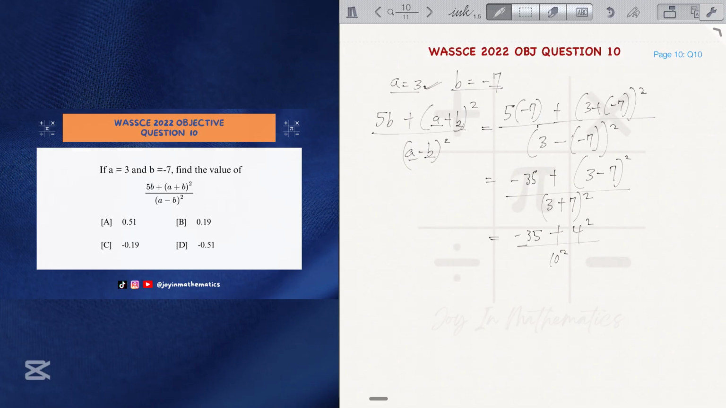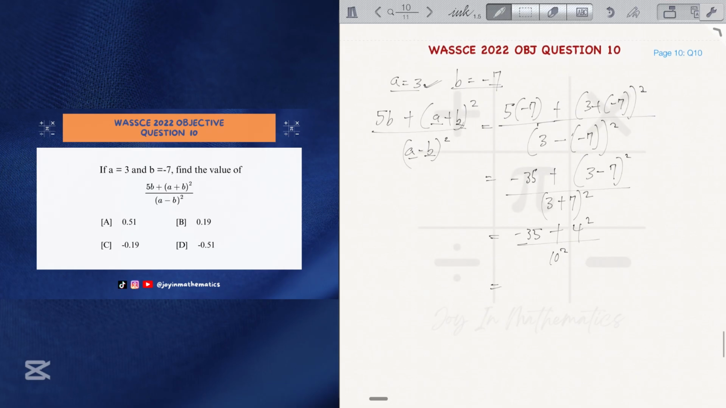So let's solve together now and wrap it up. So we have -35 plus 16 divided by 100. So -35 plus 16 is going to give us -19. -19 divided by 100, and if we just divide this by 100, we will have -0.19, and -0.19 is equivalent to option C. So like I said, it's a very simple question. All we just have to do is just to substitute the necessary values.